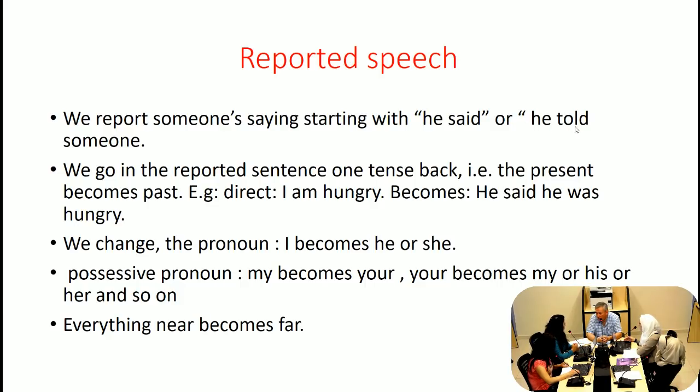Some may say we mentioned it before. It's no problem. When we repeat it, it will be fossilized in the brains of the students. And it is repeated in the book, and they make mistakes about it. Okay. Now we change the pronoun. For example, pronoun I becomes he or she. Possessive pronouns, my becomes his or her, and so on. Everything near becomes far.